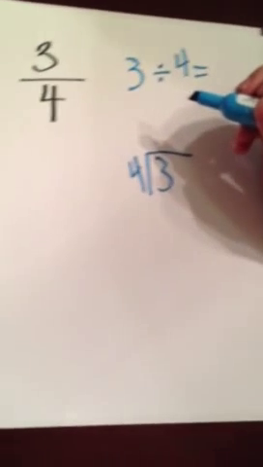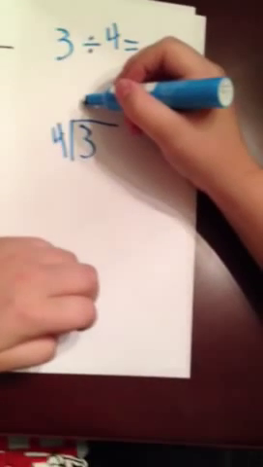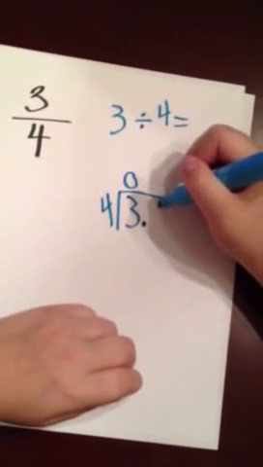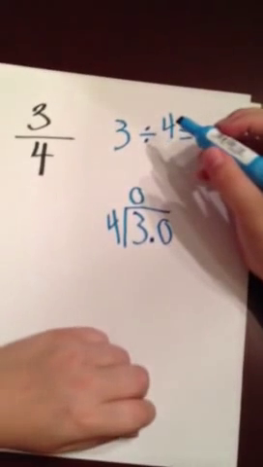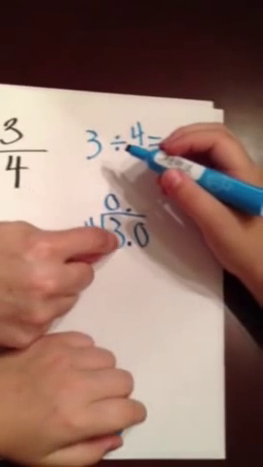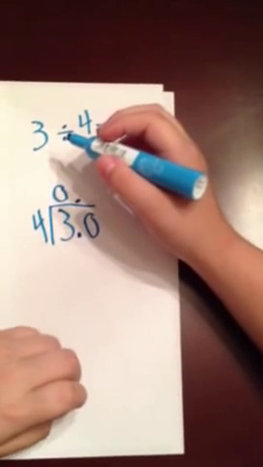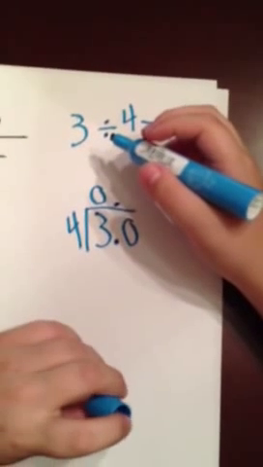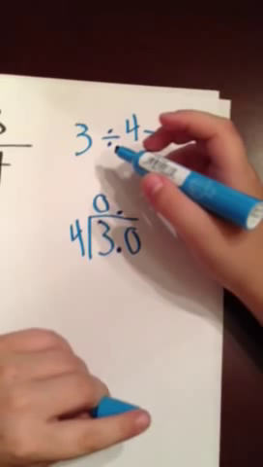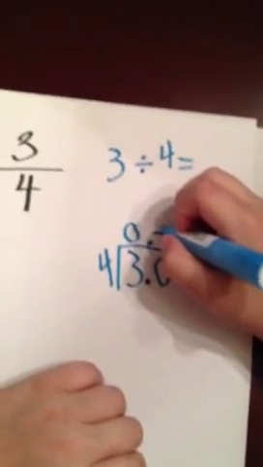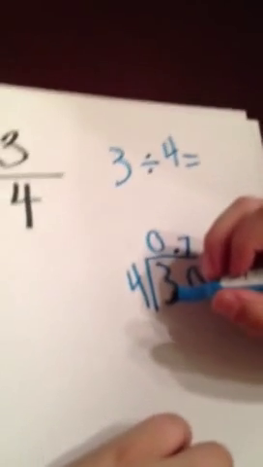Okay, does 4 go into 3? No. So what do we have to do? And what else do we need to do? There you go. Very good. And what do you do with your decimal up here? You move it up, correct. Does 4 go into 30? Yes. How many times? 7 times. Very good. Write your 7. And 7 times 4 equals what? 28. Very good.